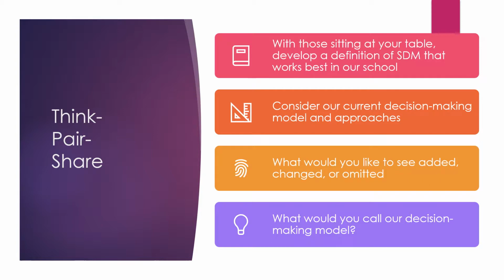Let's take a few minutes to do a think, pair, share activity with your table mates. With your group, come up with a definition of SDM that works best for our school. Consider our current decision-making model. Are we consultative, joint, delegated, or some combination of the three? What would you like to add, change, or omit in this new decision-making model? If you like, brainstorm a new name for this new model. In about 5 minutes, we will share ideas with the whole group.